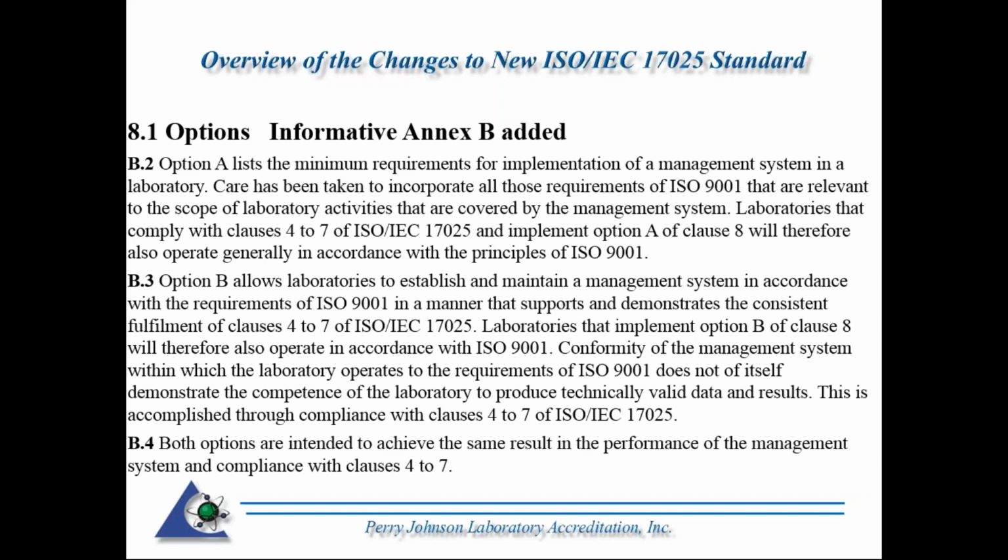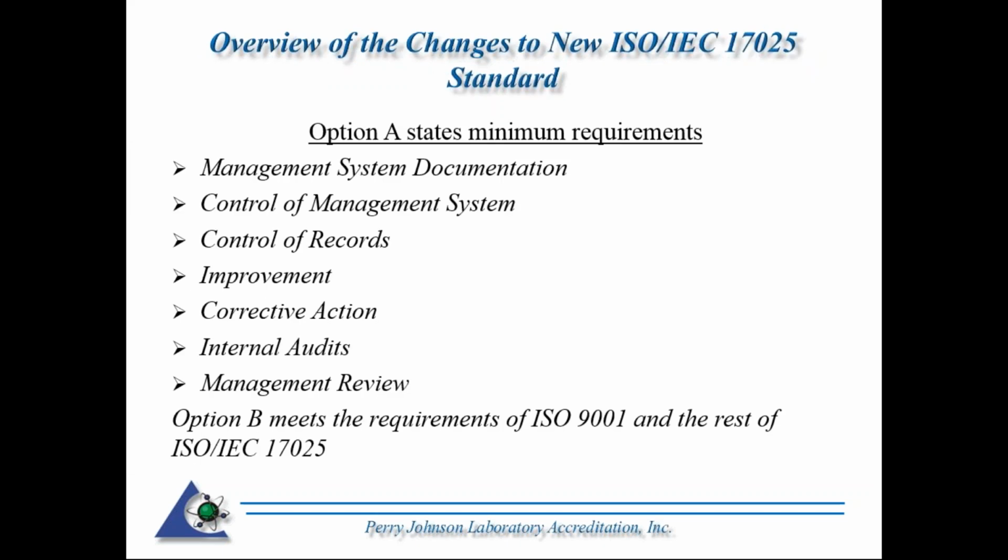Excuse me, that Option B would be assessed toward. And these include management system documentation, control of the management system, control of records, improvement, corrective action, internal audits, and management reviews. So in a nutshell, if you are also 9001 certified, us as an accrediting body would have to decide on what type of objective evidence we're going to look at.